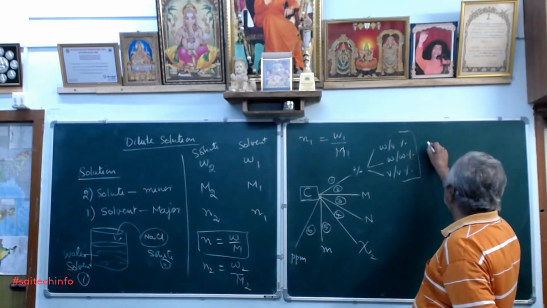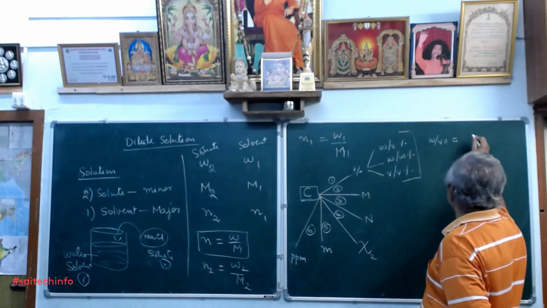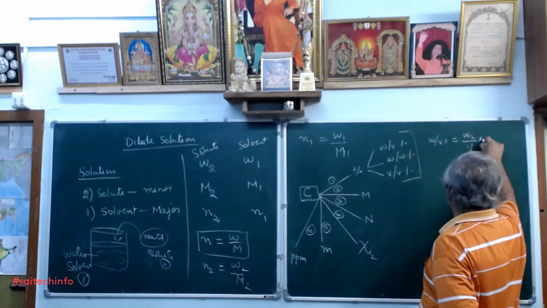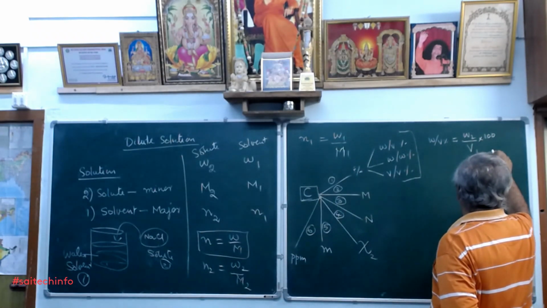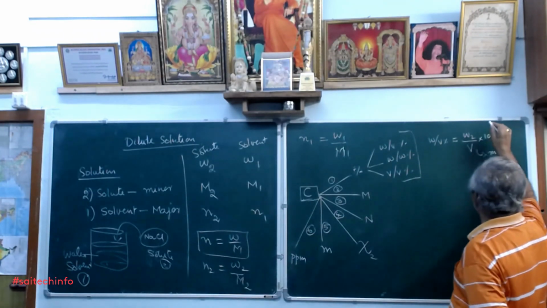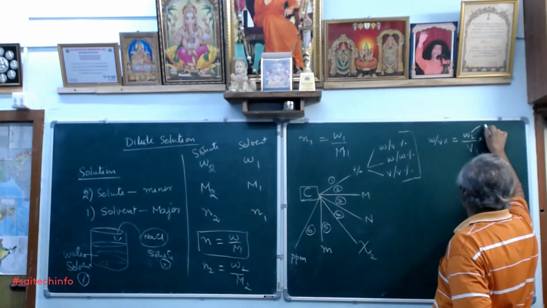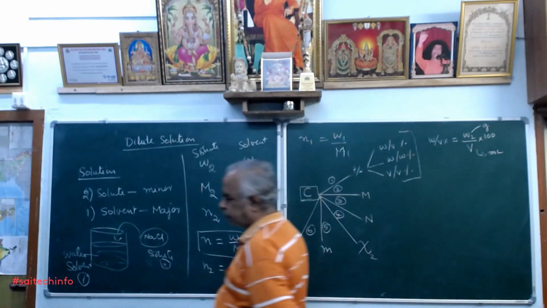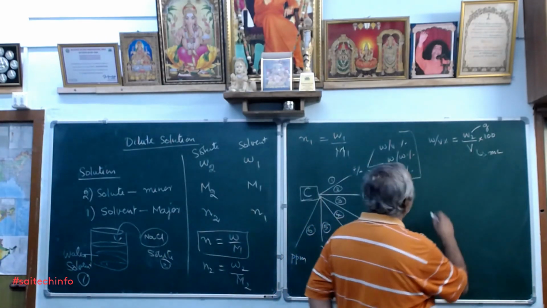Now, W by V percentage is given by weight of the solute divided by volume of the solution into 100. So here V is in milliliter, that is volume of solution, not solvent, solution. Then W2 is the weight of the solute in gram. Into 100, that indicates the percentage.